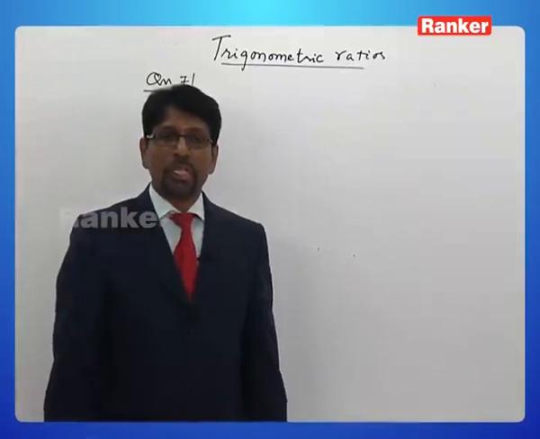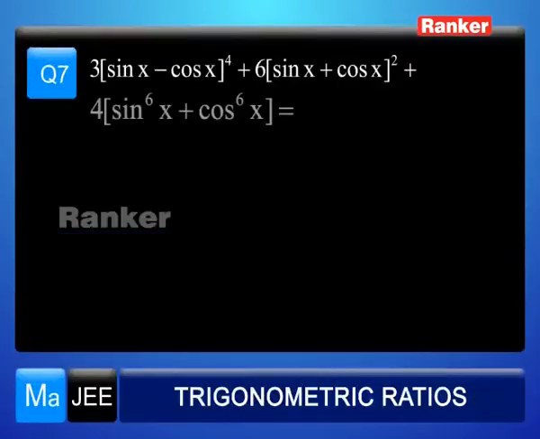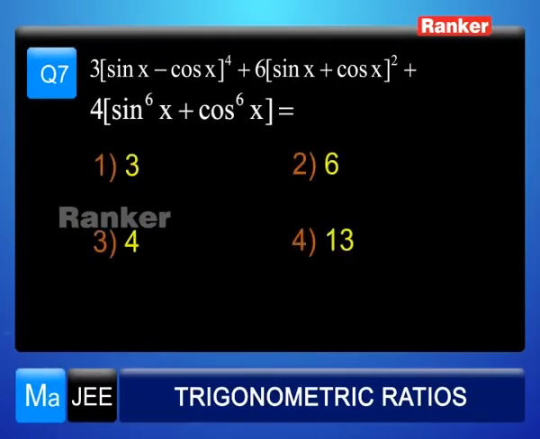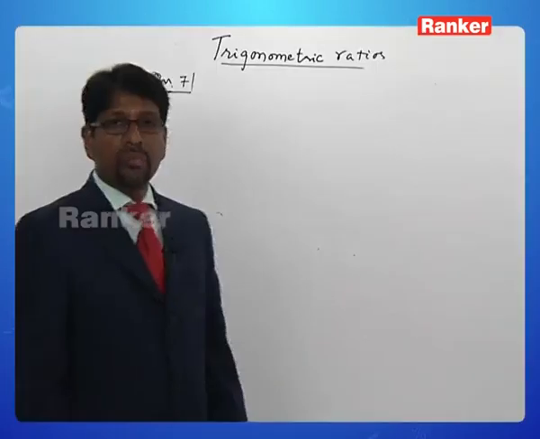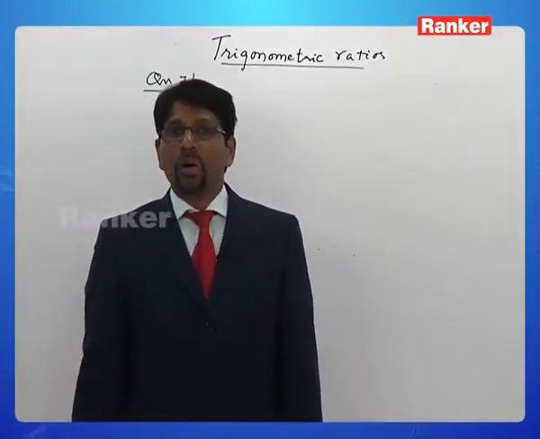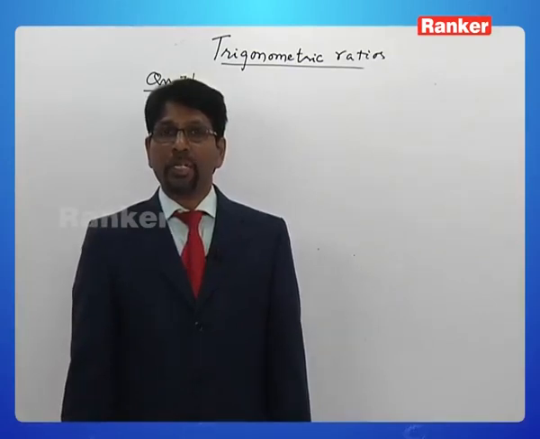So, let us move on to the next question. Question number 7. 3 into (sin x minus cos x) raised to the power 4 plus 6 into (sin x plus cos x) the whole square plus 4 into (sin power 6 x plus cos power 6 x) is equal to: first option 3, second option 6, third option 4, fourth option 13. If you look at the options here, all the options are independent of x.